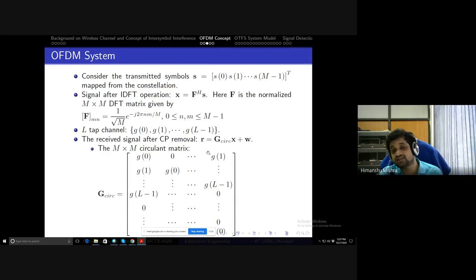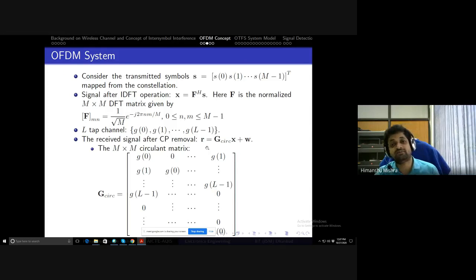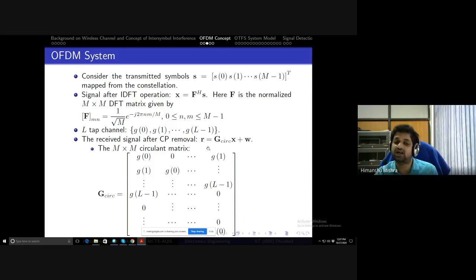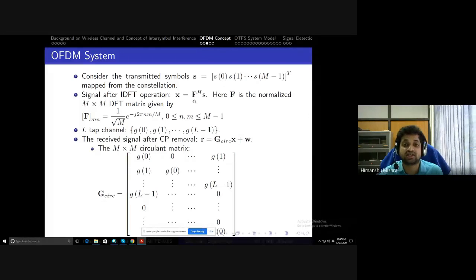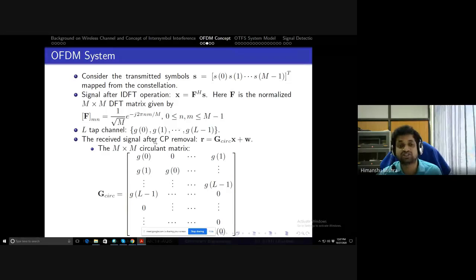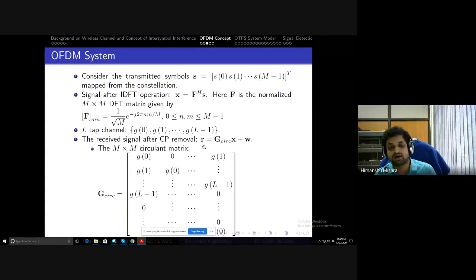So how are we getting this relationship? We get it by incorporating a cyclic prefix of a minimum duration of L minus 1. That means an L minus 1 length cyclic prefix, so you have to insert the cyclic prefix. The cyclic prefix is nothing but the last L minus 1 symbols of X, which has to be appended before the transmission of X. This is the concept of the cyclic prefix. So our focus is on the received signal in the time domain after removal of the cyclic prefix.